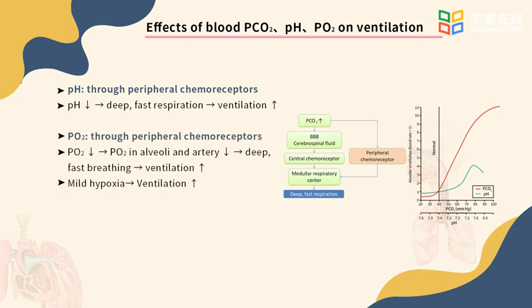Mild hypoxia will also activate the peripheral chemoreceptors, and the individuals will develop deep and fast respiration to get more oxygen. However, severe oxygen deficiency may cause damage to the respiratory center, so breathing is slowed down or may even stop.